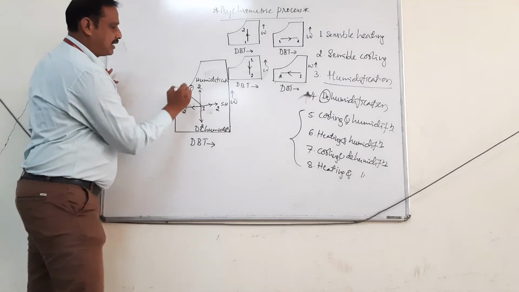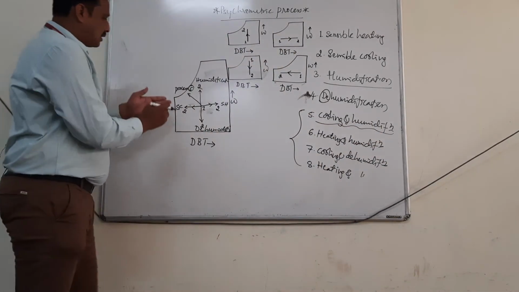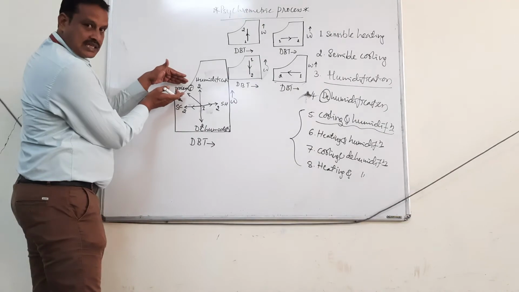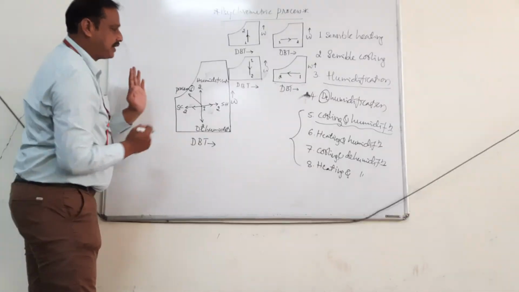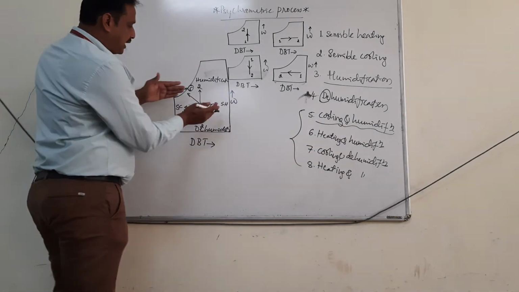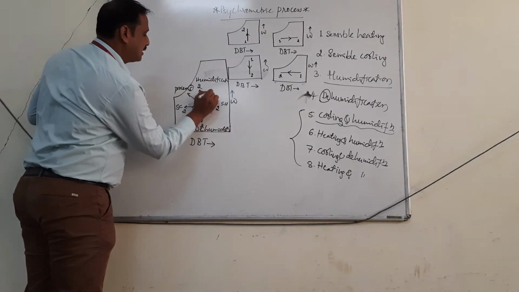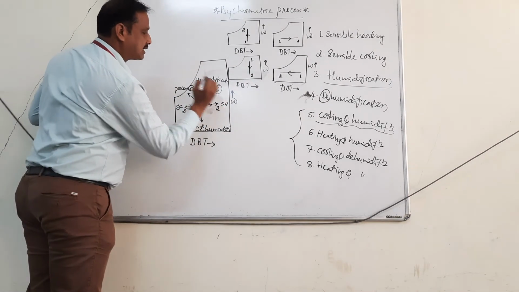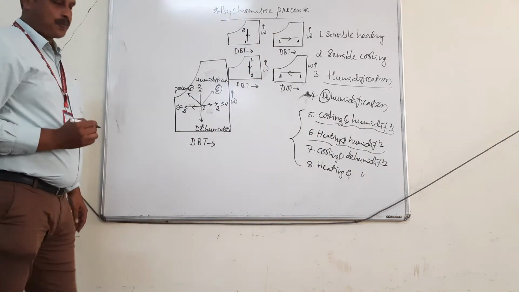What is this process 5? Process 5 is cooling and humidification, because this process falls between cooling and humidification. So this is process 5. Similarly, next we have heating and humidification. So heating and humidification falls in this quadrant. So you draw one line here. So this is process 6, that is heating and humidification.